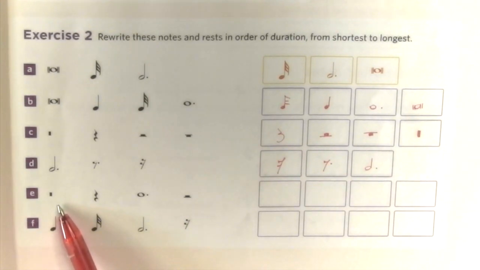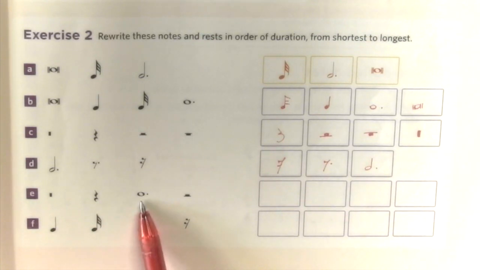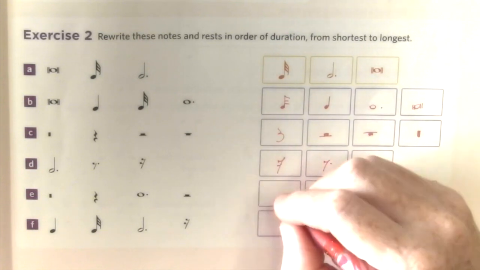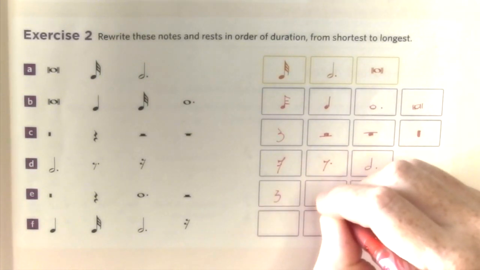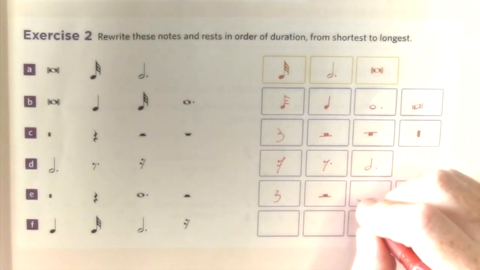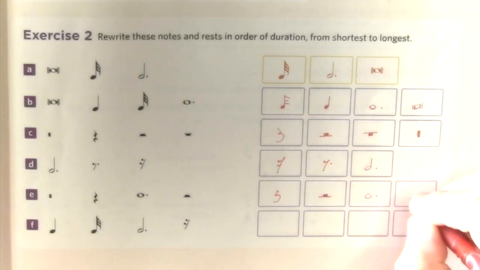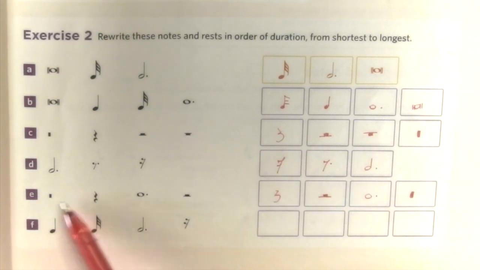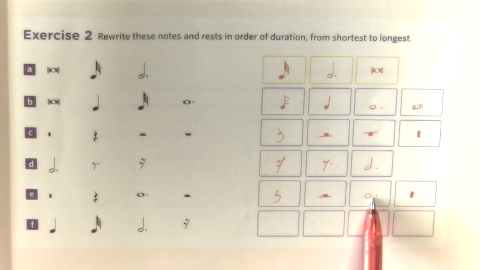Another mixture of things in the next one. So we have a breve, crotchet, semibreve, dotted semibreve, and a minim. So crotchet, minim, dotted semibreve, and a breve. Now the dotted semibreve is the semibreve plus its half. Therefore, it's not enough to make a breve. So it's shorter than the breve.